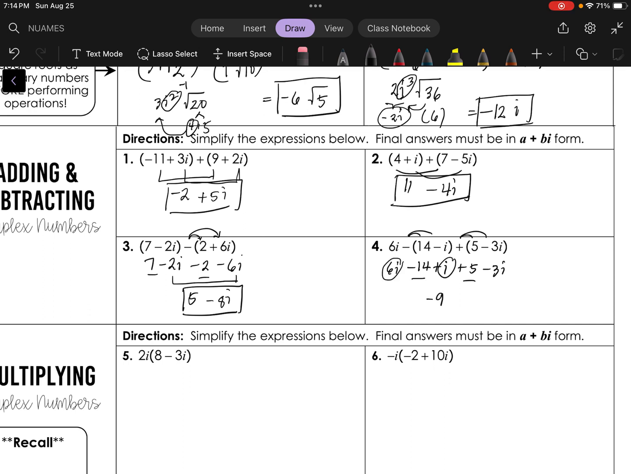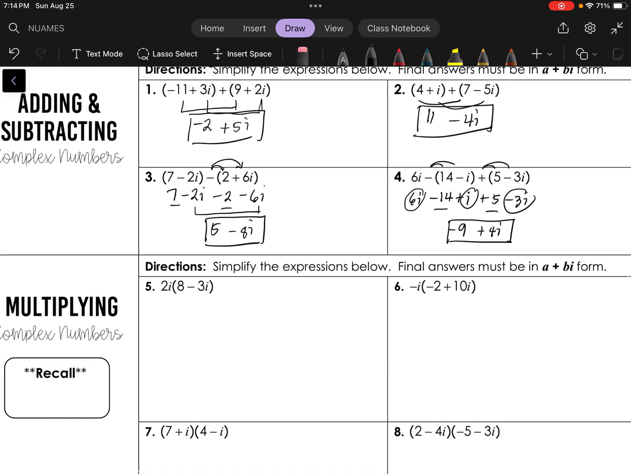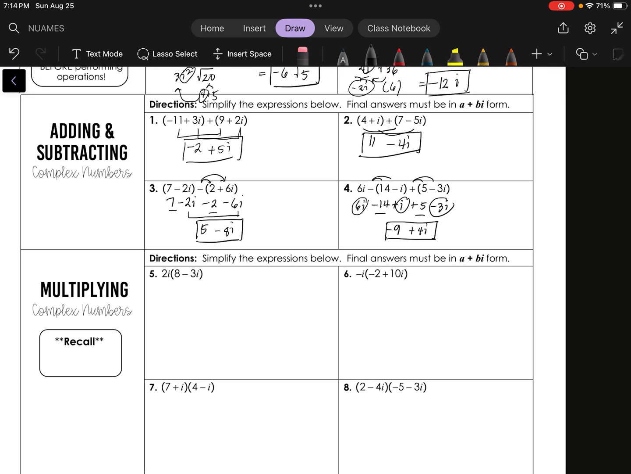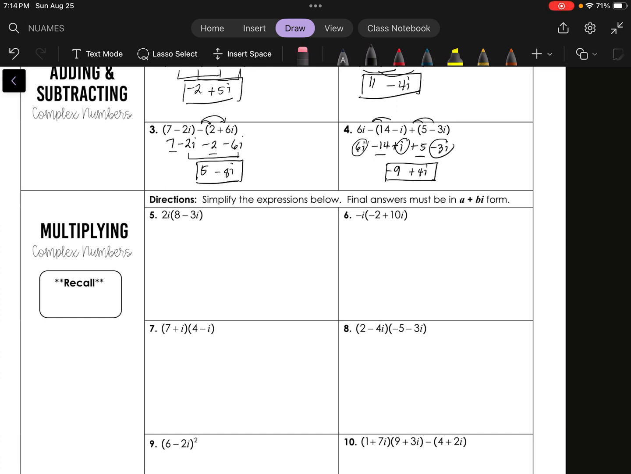6i plus i is 7i. Minus 3i gives you a positive 4i. And once you arrive at that a plus bi form, that will be your final answer. Okay, so for the next items, you're asked to simplify the expressions below and finalize your answer in the form a plus bi. So look at number 5.